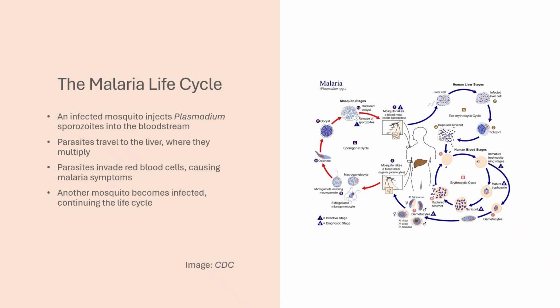Next up, the malaria life cycle. The diagram to the right there illustrates the complete life cycle of the malaria parasite. It begins when an infected mosquito injects sporozoites into the bloodstream during a bite. These parasites then travel to the liver, and that's where they mature and multiply, and then enter the red blood cells and cause symptoms. Some parasites develop into a form called gametocytes, and that's when another mosquito bites an infected person and ingests those gametocytes, and that allows the parasite to then reproduce inside the mosquito and continue the transmission cycle.